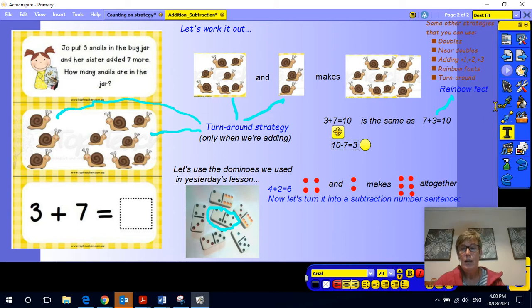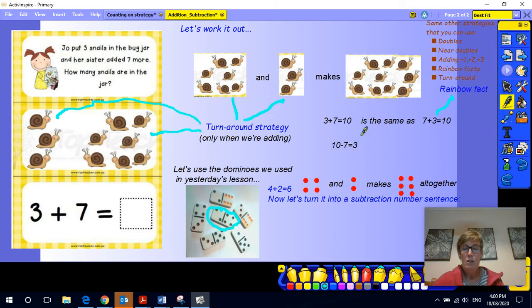And we can just check that and make sure that that's the right answer by looking up here. We've got 10 snails altogether. We're taking away 7. So let's just pop a line through them. 1, 2, 3, 4, 5, 6, 7. And let's see how many are left over. 1, 2, 3, which is our answer. So we have checked it and that is correct.